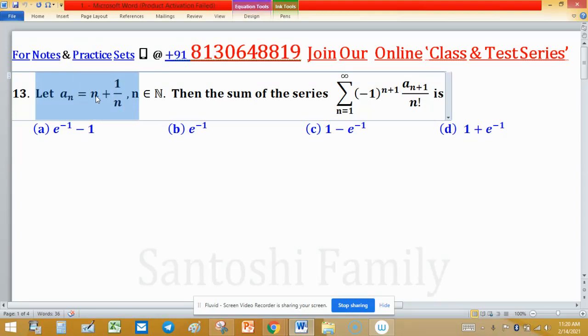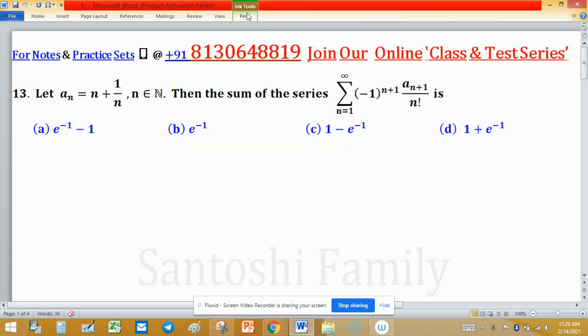a_n equal to 1 plus 1 upon n, and n is coming from the set of natural numbers, then the sum of the series, n from 1 to infinity, minus 1 raised to the power n plus 1, a_n plus 1 divided by n factorial. We have to find the sum of this series.